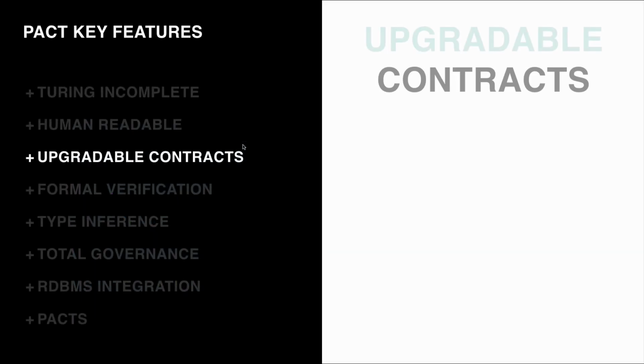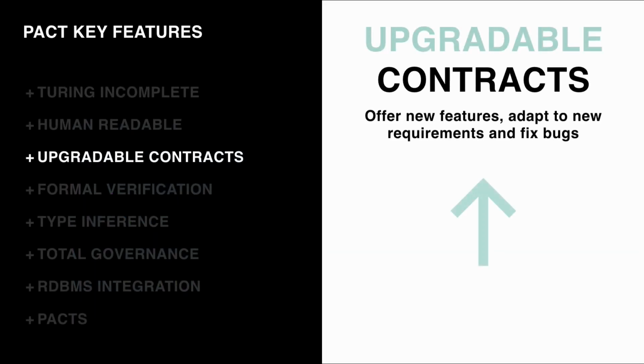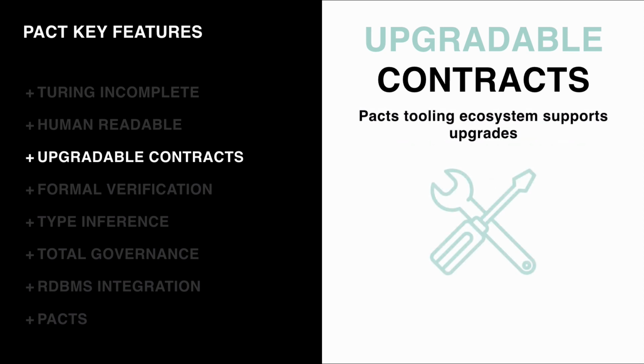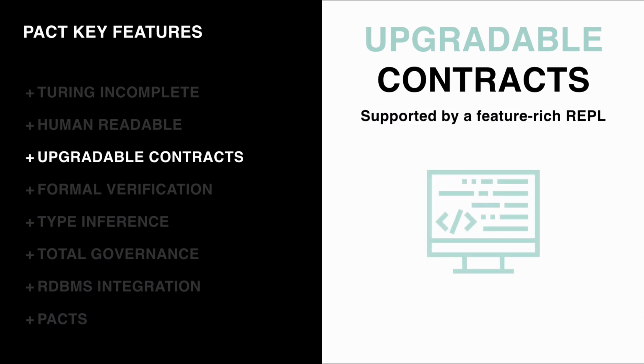Pact also supports upgradable contracts. Upgradable contracts allow you to offer new features, adapt to new workflow requirements, and fix bugs as they're discovered. None of this is possible with other smart contract languages, and it's a powerful feature when building impactful applications for your business. Pact's tooling ecosystem further amplifies the simplicity of upgrading contracts. Compiler and runtime errors offer detailed information, with stack traces and function documentation to ensure you're making the best version of your smart contract. Pact's iterative development process is also supported by a feature-rich REPL, helping you to improve and deploy new smart contracts rapidly.